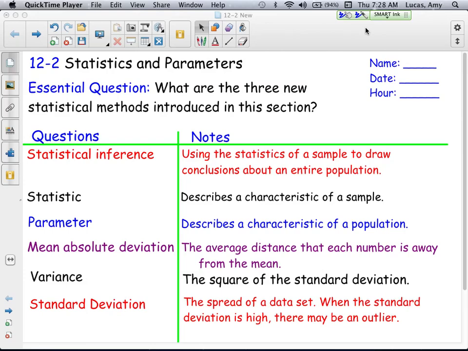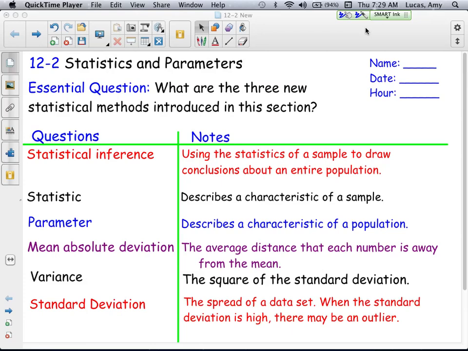The next 3 vocab words are the 3 new statistical methods that we're going to work with. The first one is called the mean absolute deviation. To deviate means to be away from something. To deviate is like to be different. The mean is the average, when you add up all of the numbers and divide by how many there are. And then absolute is like absolute value, which is a distance. So if you put all of those words together, it's the average distance that each number is away from the mean. That's the mean absolute deviation.